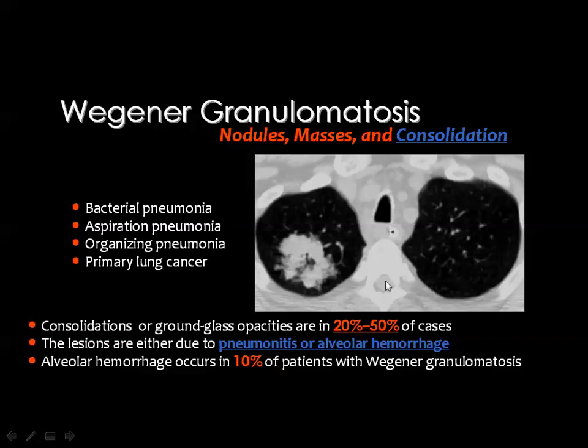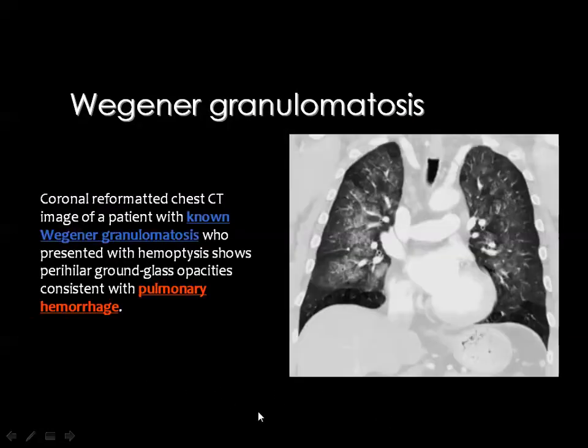And what is the differential diagnosis of a lesion like this? Number one, a pneumonic consolidation. Number two, let us say an alveolar cell carcinoma, which is a mass with internal air bronchogram, organizing pneumonia, and even a primary lung cancer, a bronchogenic carcinoma. Then alveolar hemorrhage occurs in 10% of patients with Wegener granulomatosis.